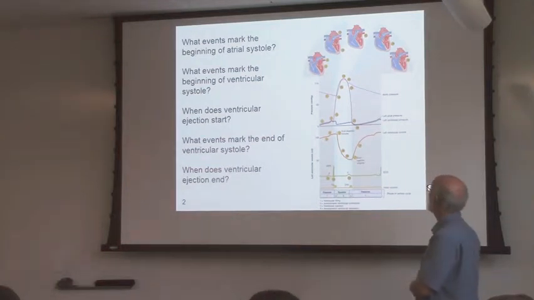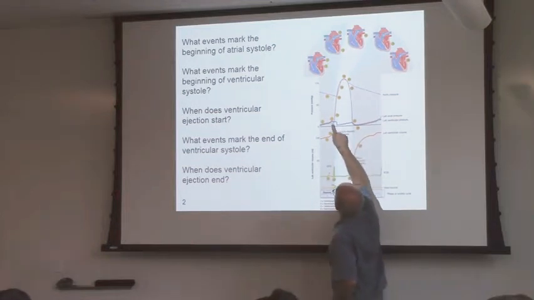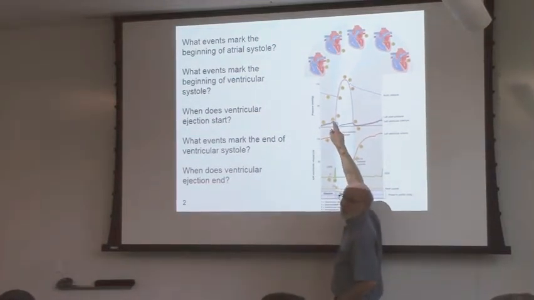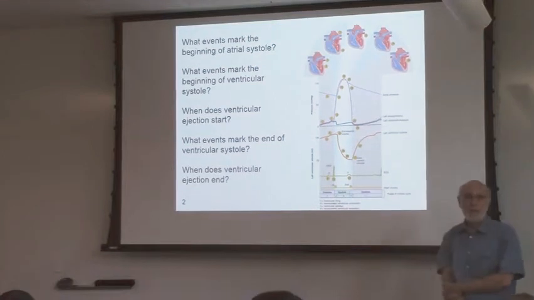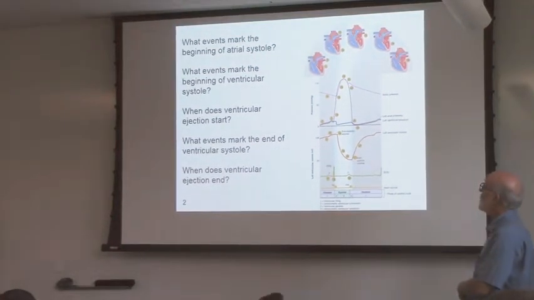Those are two good answers. You could also say this little blip here in pressure. That would be another marker of atrial systole. Okay, then let's go to the next one.